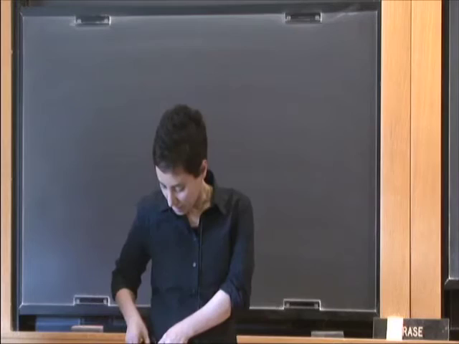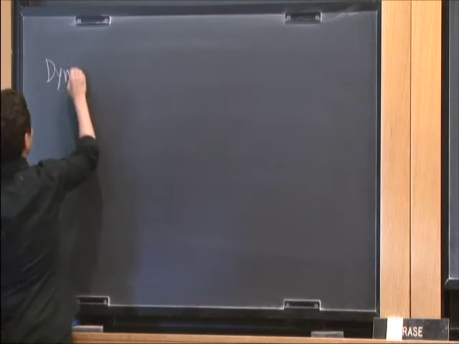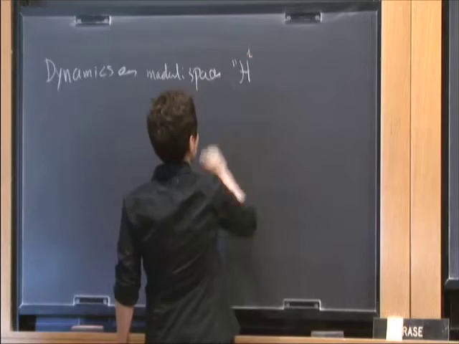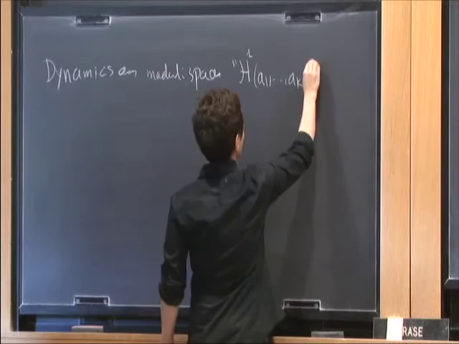Continue discussing dynamics on moduli spaces of curves, or to be more precise, moduli space of abelian differentials or holomorphic quadratic differentials of given type. And these A1 to AK are just the types of zeros of holomorphic or abelian differentials.